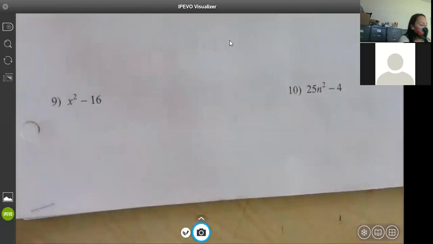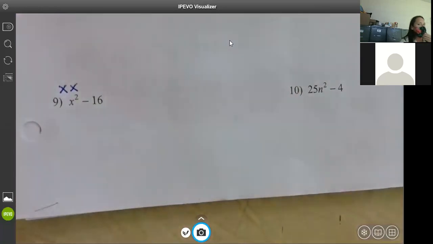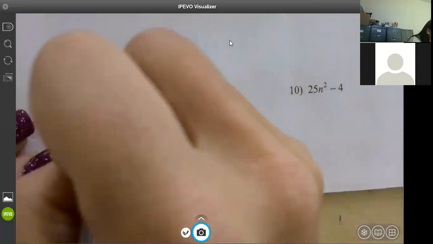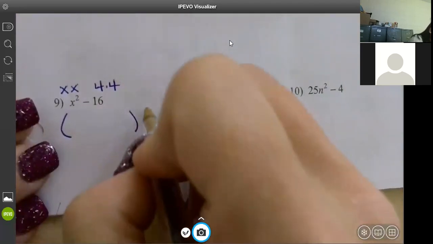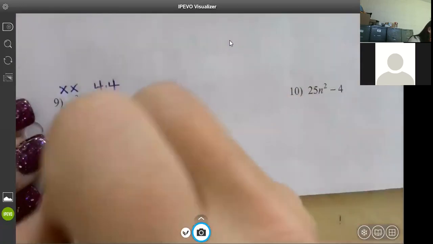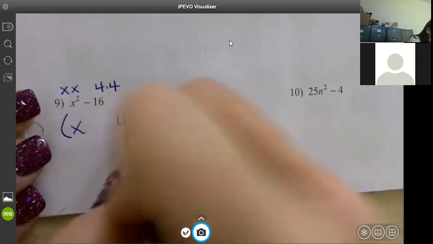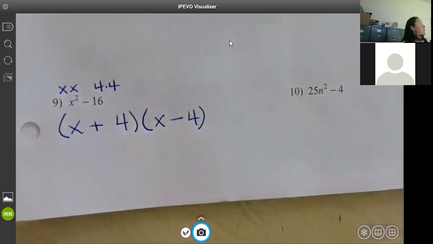All right, so if we look at number 9, remember pairs and shares, so we're going to break it down. X squared is x and x. 16 is 4 times 4. You can keep breaking that down, but it's already a pair, so we're going to leave it alone. We're going to make 2 sets of parentheses, and we're going to share. What goes in the front? X. What goes in the back? One is positive, one is negative. That's all you do. So the two terms are really, really, really simple, okay?